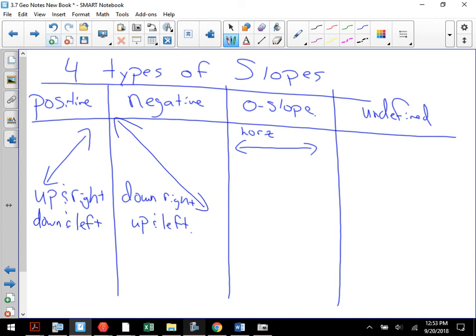Anyway, horizontal lines have a slope of 0 because what never changes? Well, yes, it doesn't change. Slope never changes. Slope is constant no matter what it is.